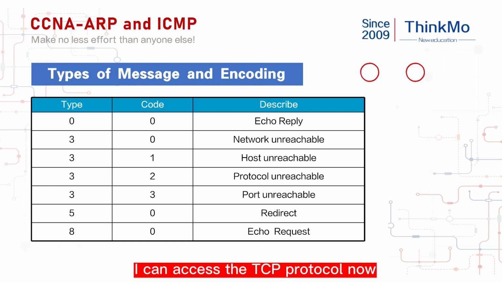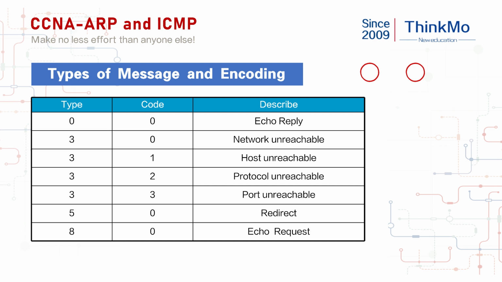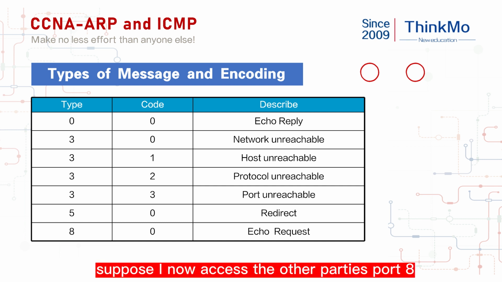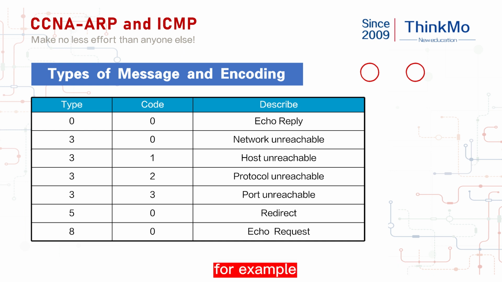I can access the TCP protocol now. Suppose I now access the other party's port 80. For example, my local port is 1027, a local port greater than 1024.